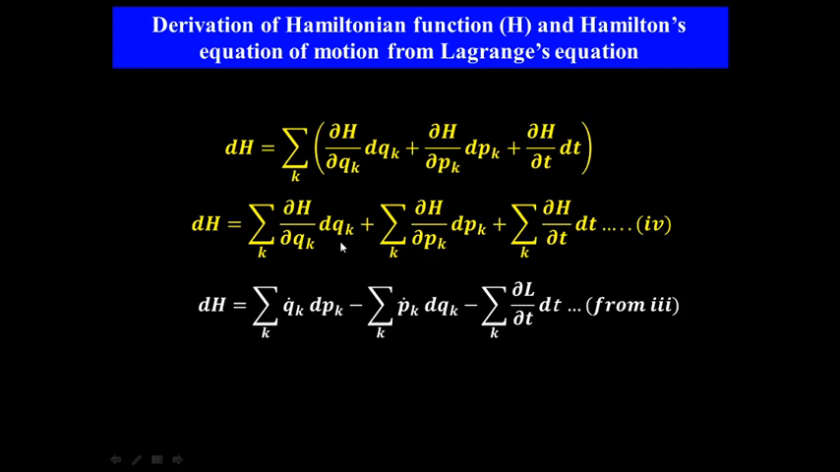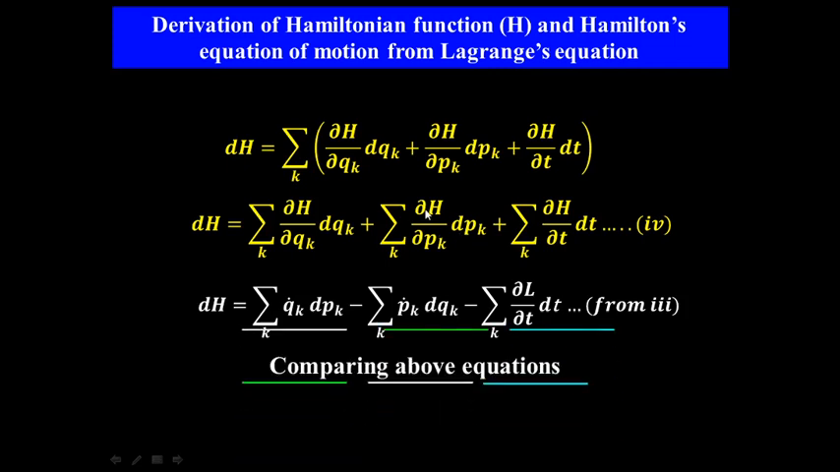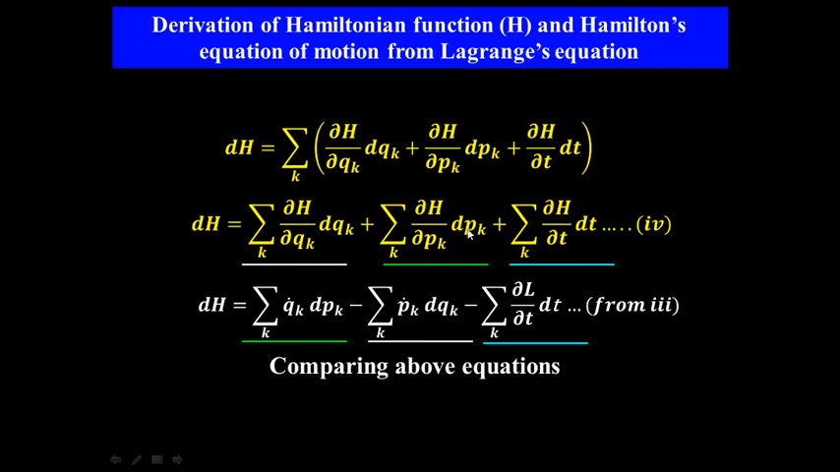We can see that the coefficient of dQK is del H by del QK in one, and minus PK dot in the other. So these coefficients are equal: del H by del QK is equal to minus PK dot. Similarly, the coefficient of dPK is QK dot in one and del H by del PK in the other. So del H by del PK is equal to QK dot. The coefficient of dt is del H by del T in one and minus del L by del T in the other. So del H by del T is equal to minus del L by del T.